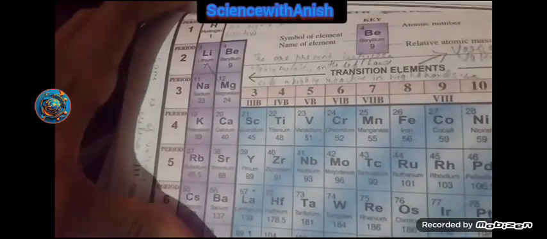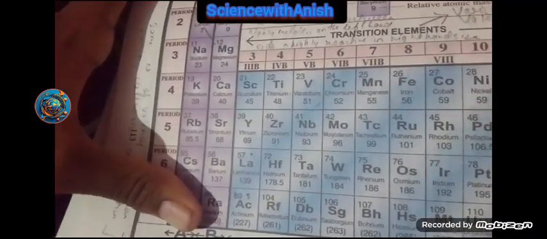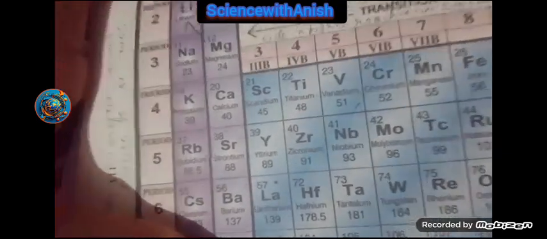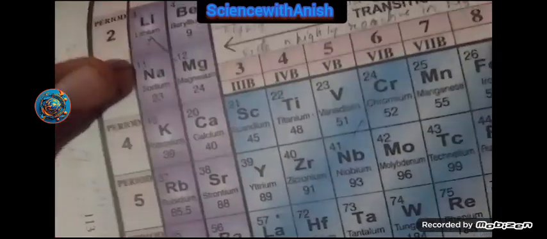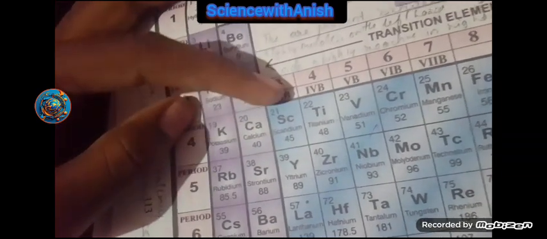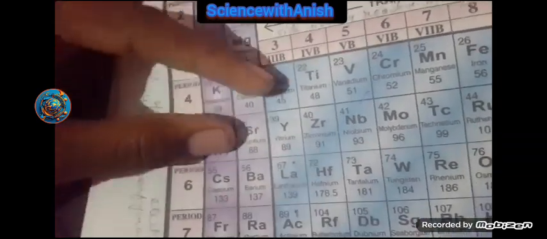Now if you look at it, we're looking at group 3. This boy right here. Look at it. Scandium, yttrium, lanthanum, actinium. As I explained to you, scandium has 3 complete shells because the closest complete shell to it is 18. So it needs to donate 3 to become stable.